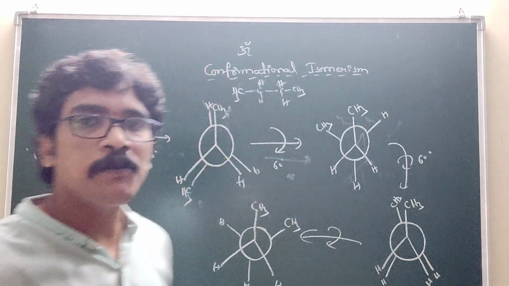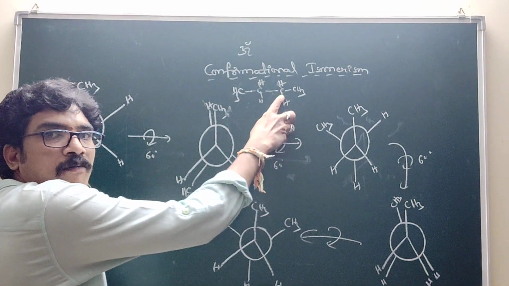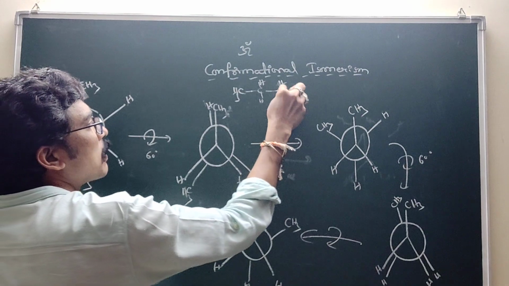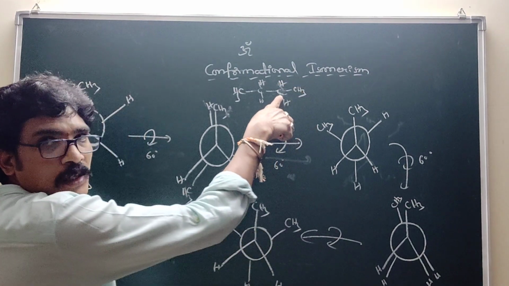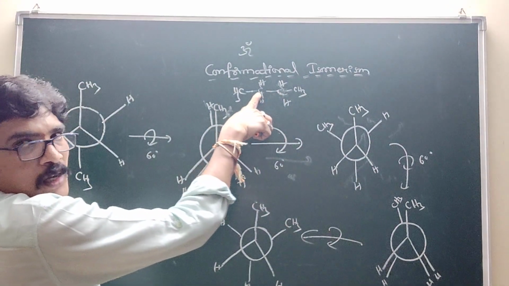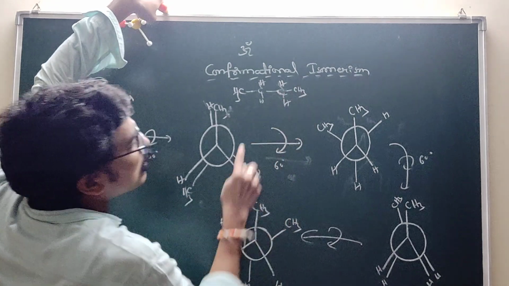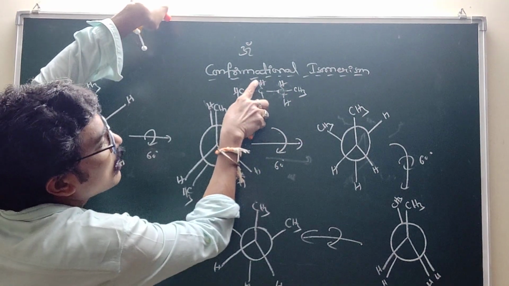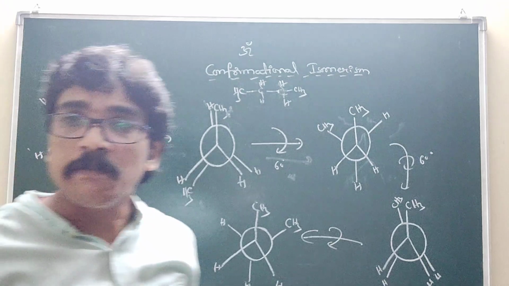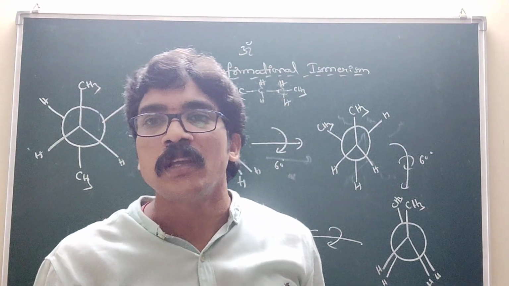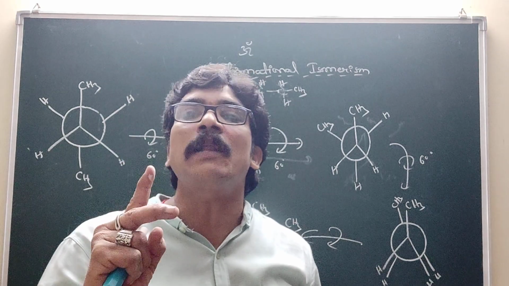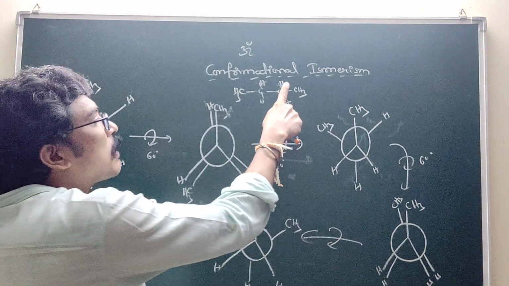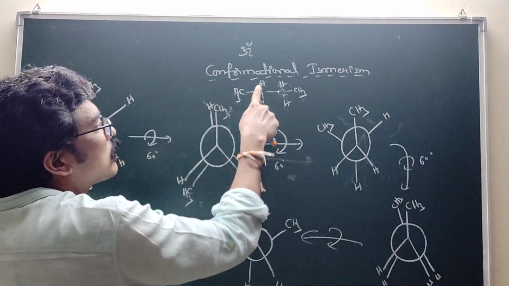That means we observe this is taken as the front carbon. This is the back carbon. In the front carbon, there are how many groups? H, H, and CH3. In the back carbon also, H, H, and CH3. That means what is the difference between ethane and butane? In ethane, if you take two carbons, each carbon is attached with 3 hydrogens. In butane, if you take two carbons, each carbon is attached with 2 hydrogens and 1 methyl.